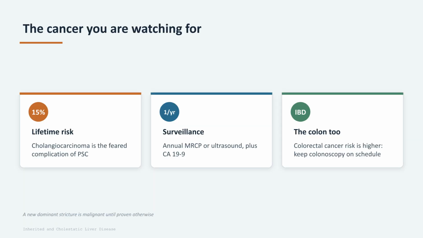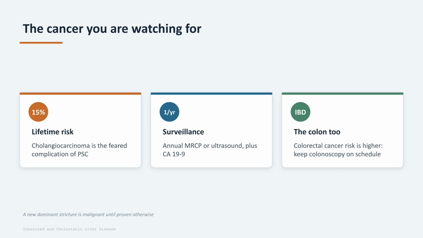This is the complication that defines follow-up. Cholangiocarcinoma carries a 15% lifetime risk in primary sclerosing cholangitis. That is high enough that surveillance is routine. Perform annual imaging with MRCP or ultrasound, along with the CA19-9.